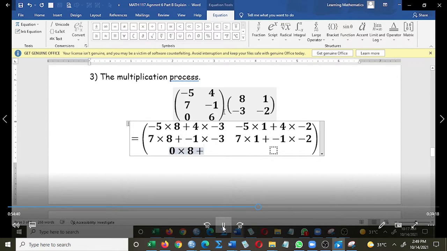6 times negative 3. So we have to use the 6 now. You see, because we have to complete the row, and you have to complete the column. So the 0 matching to the 8, and the 6 now matching to the negative 3. Anybody else?